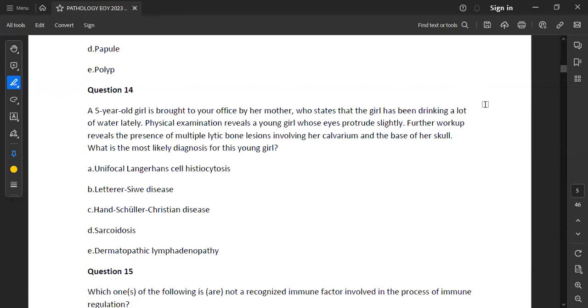The story states that the girl has been drinking a lot, so she has polydipsia. So we think maybe uncontrolled blood sugars. Physical examination reveals a young girl whose eyes protrude slightly. Further workup reveals the presence of multiple lytic bone lesions involving her calvarium and the base of her skull. What is the most likely diagnosis for this girl? What's the answer? Yeah, it's C.